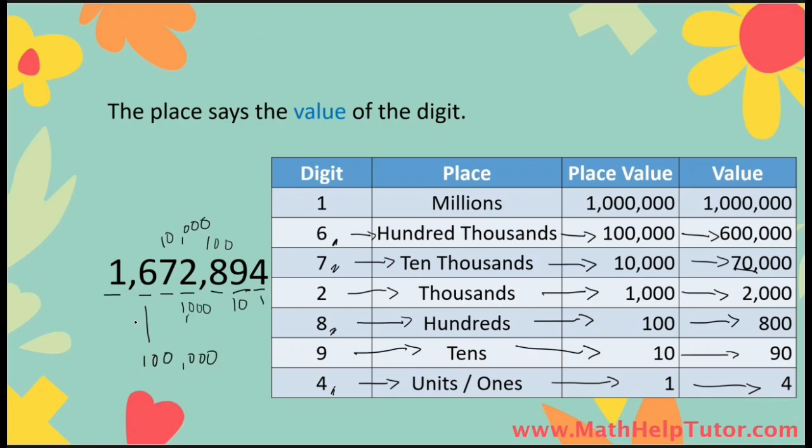And lastly, we can do the same for the digit 1, which is in the millions place. And this digit has a place value of 1 million. And since there's just one instance of this place value, then we could say that it has a value of 1 million. Notice also that we put a comma symbol after 3 digits, beginning from the units or ones place.